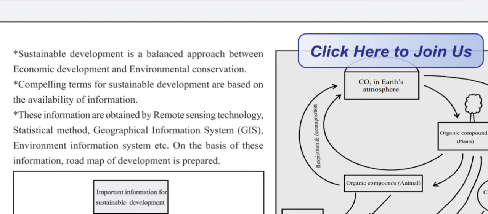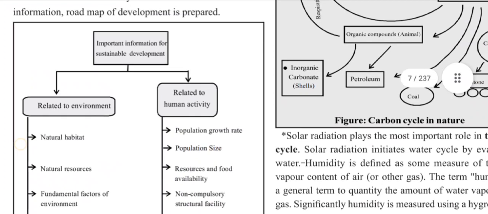Compelling terms for sustainable development are based on the availability of information. This information is obtained by remote sensing technology, statistical methods, geographical information system GIS, environment information system, etc. On the basis of this information, the roadmap of development is prepared.